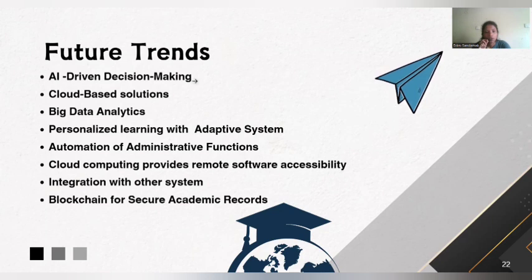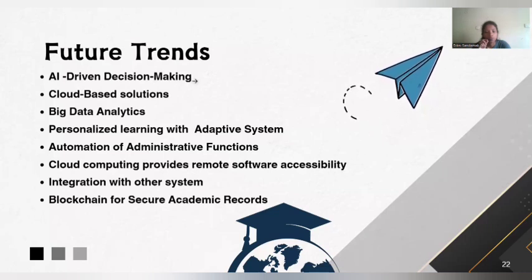The second one is cloud-based solutions. Cloud computing is used to store data, access data, and manage it. For example, universities use cloud-based learning management systems and school administration platforms to store student records, course materials, and financial data securely while enabling remote access for students, teachers, and administrators. So this is very flexible and efficient in managing educational processes.